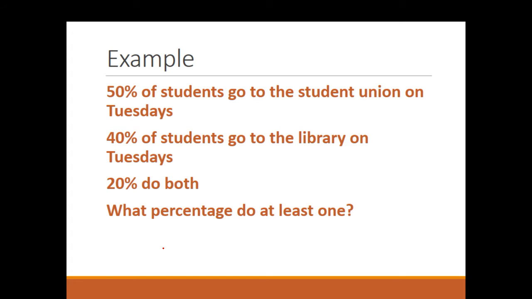So let's suppose that 50% of students go to the student union on Tuesdays, 40% of students go to the library on Tuesdays, and 20% both. What percentage do at least one? Student union or library?